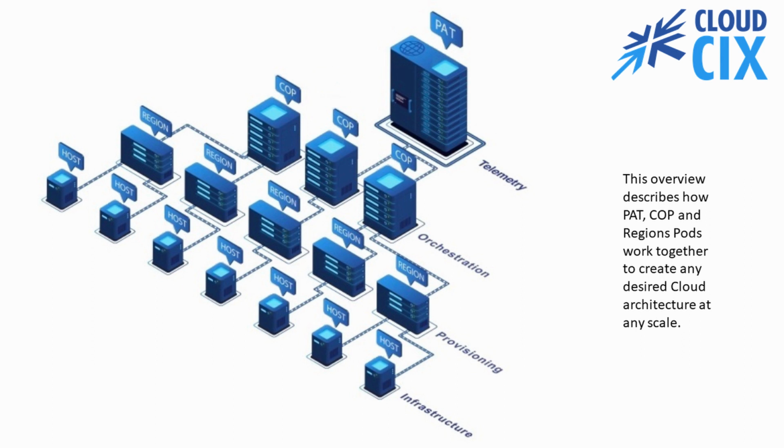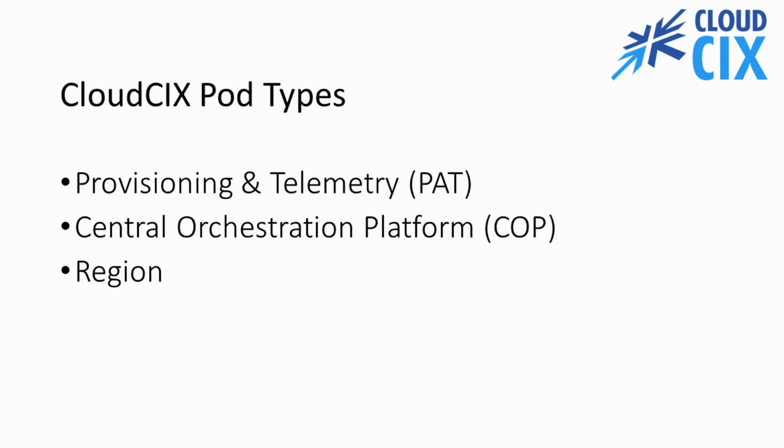So, we've just described how CloudCIX pods are combined to build private and public clouds. We explained that there are three pod flavors: PAT, COP, and region, and that a pod can be any blend of these flavors. Now we're going to explore the architecture of a single pod in detail. All pods are architected similarly, but can be physically very different, depending on the resilience and scale required. In this video, we're going to describe a simple pod and not focus on resilience or scale.